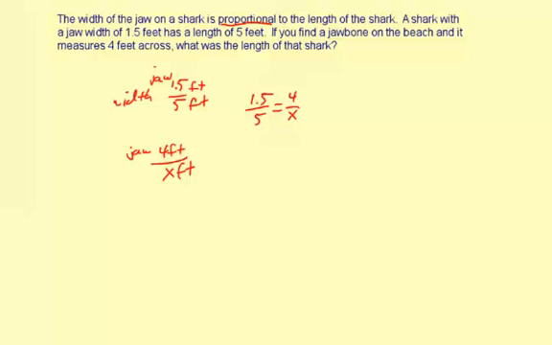Looking at 4 and 1.5, I'm not sure how you get from 1.5 to 4. I mean, you multiply by something, but I don't know what it is. So I'm going to use the cross product here. So I'm going to do 1.5 times x, or 1.5x, equals 5 times 4, or 20. And you could just write 20 if you want, but I'm going to show each step. So 1.5x equals 20. Now to solve for x, which is the length of the unknown shark, divide by 1.5.